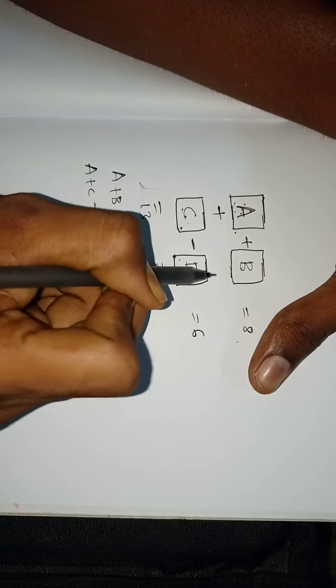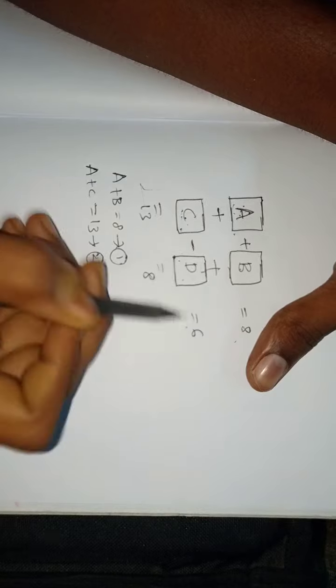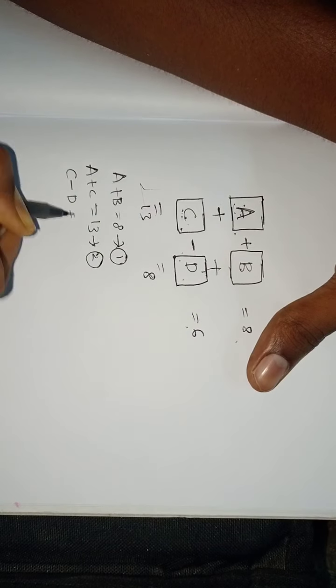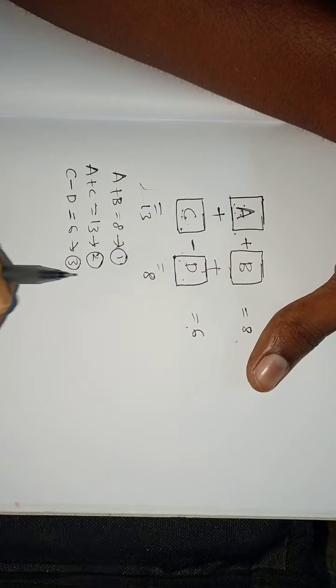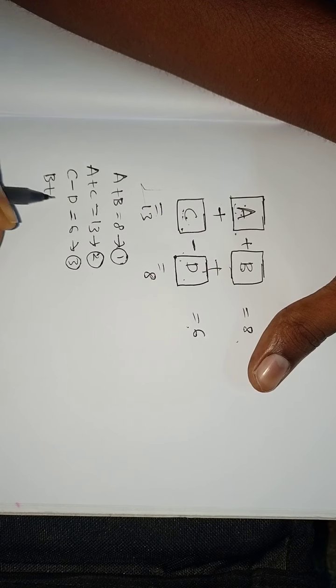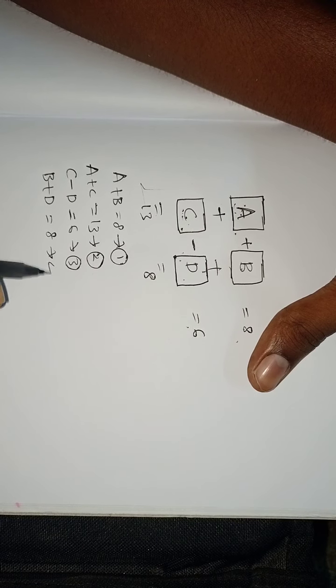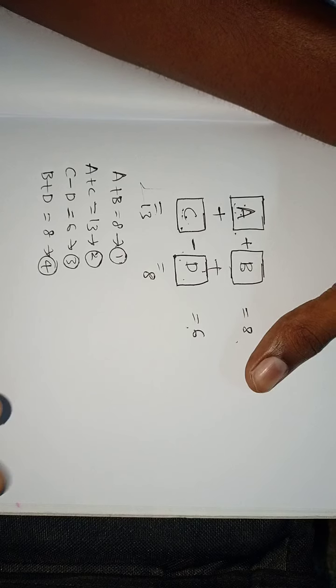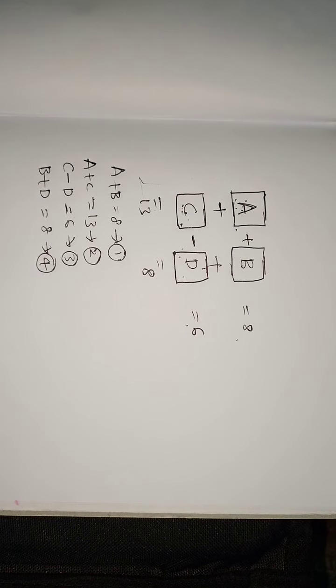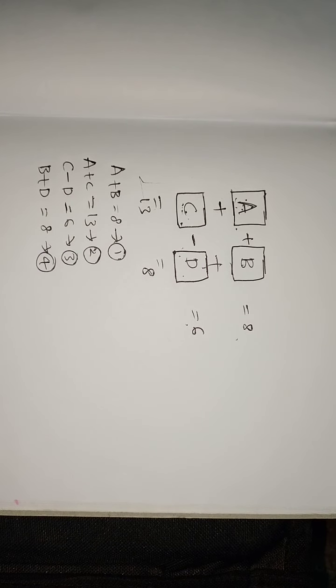Another equation, c minus d equal to 6. Sorry guys, we missed this place. This is equation 3. And next, b plus d equal to 8. This is equation 4. So guys, by the same method, solving linear equations, we will do this problem.